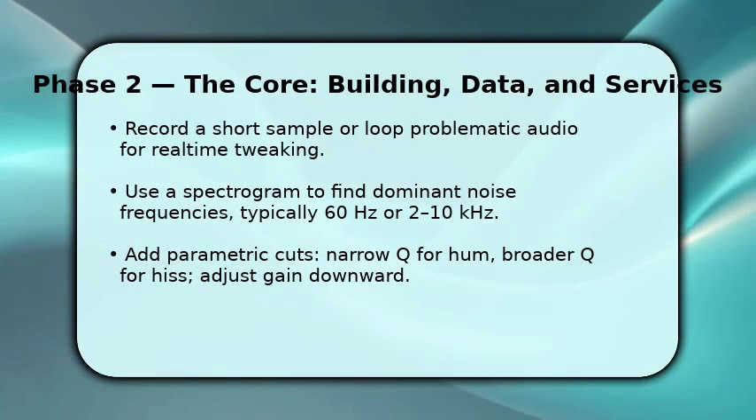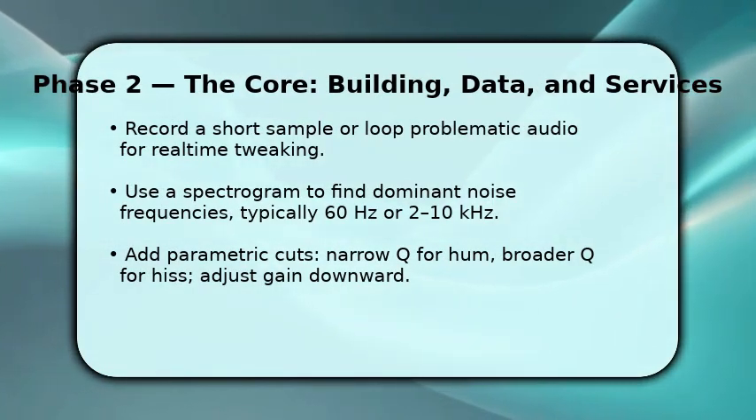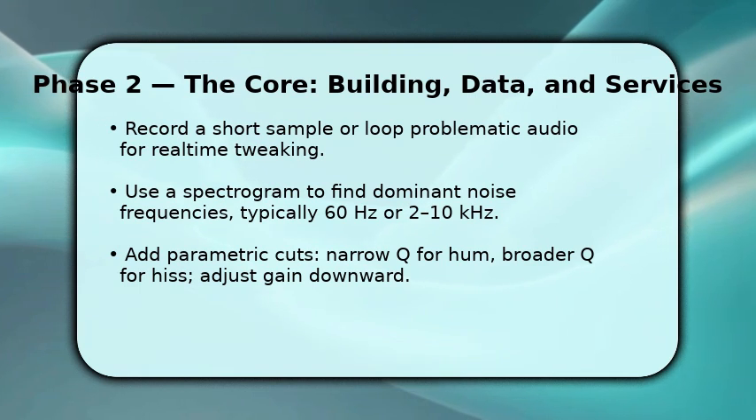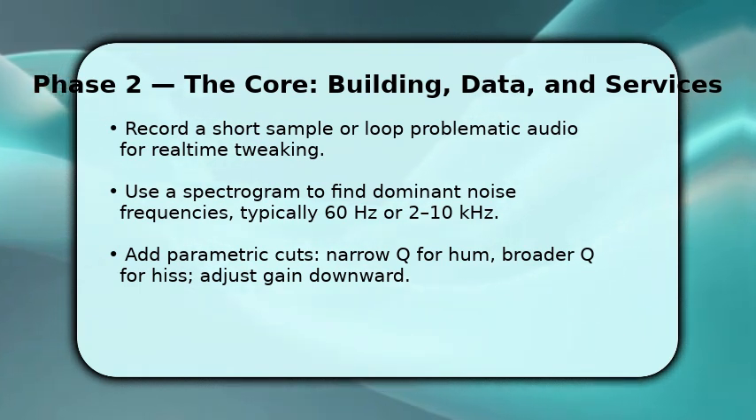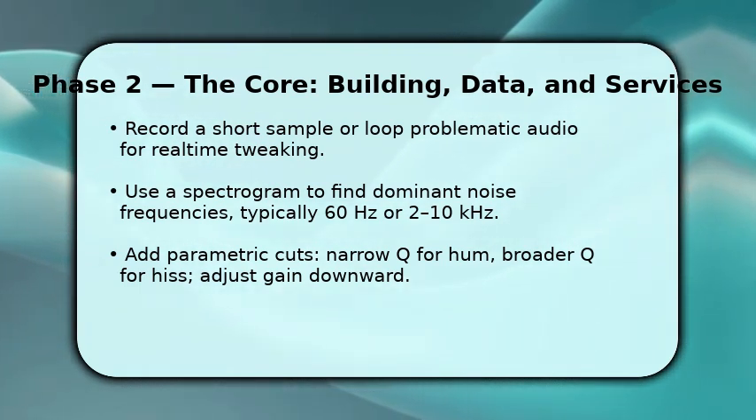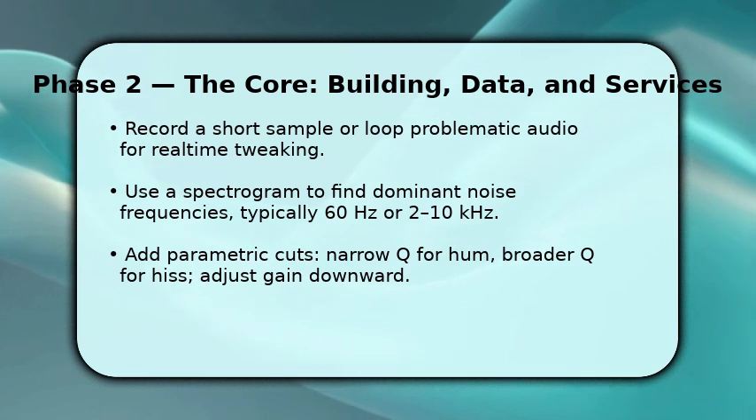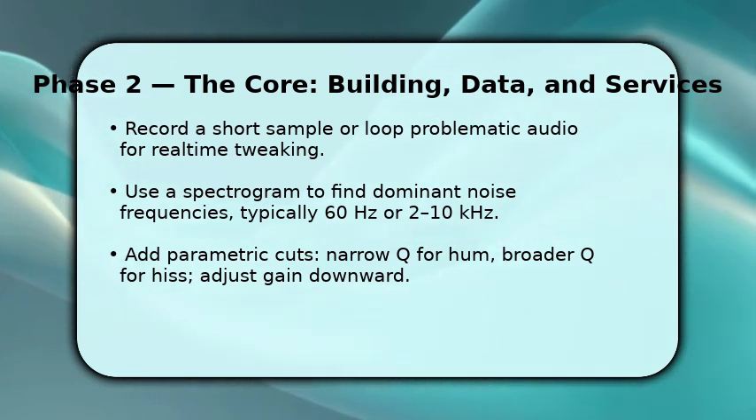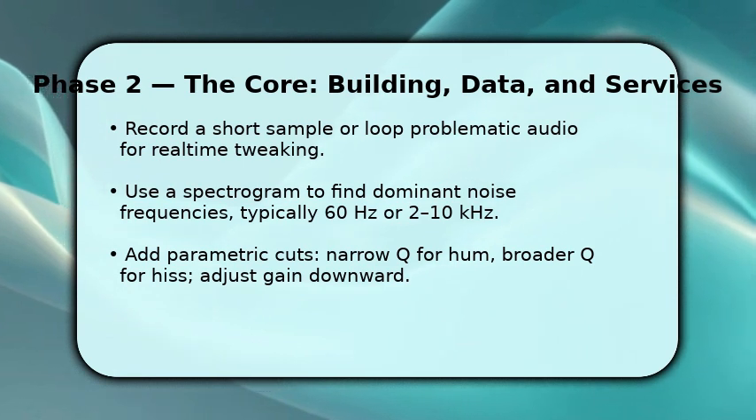You need to identify noise using a short recording or real-time monitoring while inspecting a spectrogram. This shows peaks to target. Once you see a narrow spike, often at 50/60 Hz for hum, add a parametric filter with high Q and pull gain down until the spike disappears.